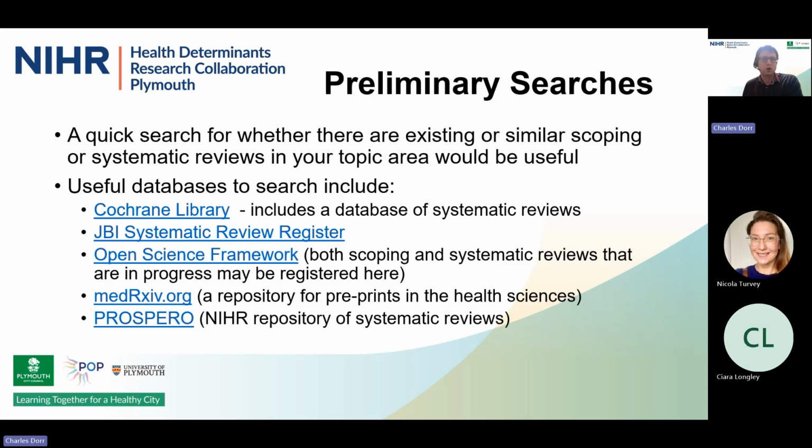There are different databases you can use. The Cochrane Library is really useful as an approach to seeing the systematic reviews, because that includes a database of them. Similarly, the JBI systematic review register is also another good place to look. And the Open Science Framework is also to be recommended, because it also includes registrations. So people, academics or others, who are in the process of doing a scoping or a systematic review may have registered their study there. And that's useful because not all studies will be published yet.